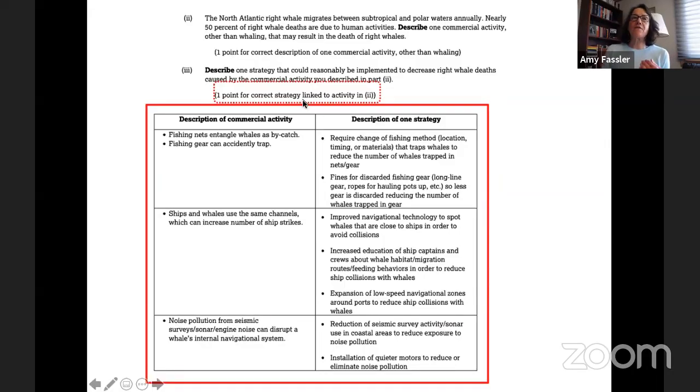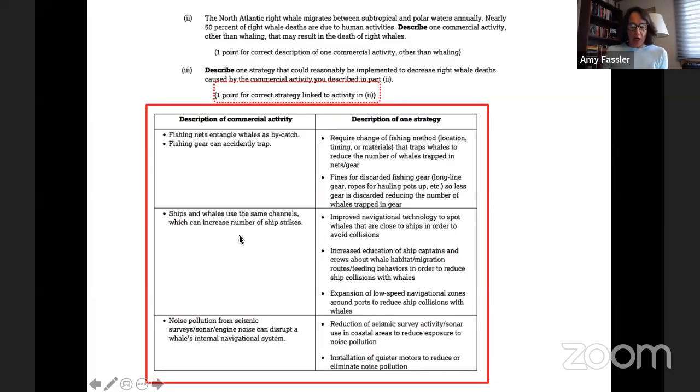In other words, if I did not provide a correct commercial activity that threatens whales, I could not earn a point for a strategy. So that's not super common that points are linked, but it may occur on one of the questions that you see. So I think the most used response, a commercial activity that threatens whales, is that they end up as bycatch. They get caught in fishing nets or fishing gear from other fishing activities.